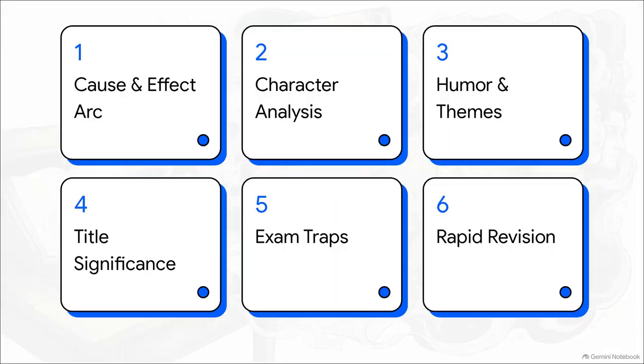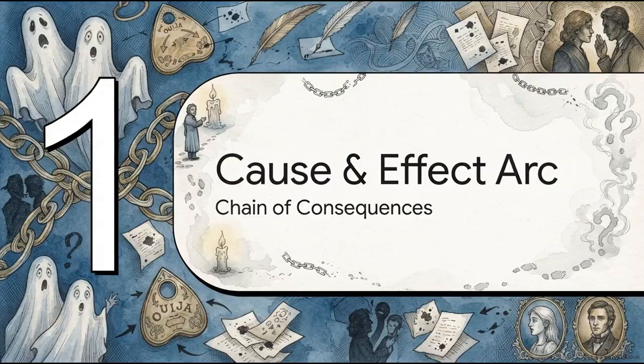Here's exactly what we're going to cover today. We'll start with the cause and effect plot arc, move into character analysis, and then tackle the humor, irony, and themes. After that, we'll decode the title significance, flag some really crucial exam traps you need to avoid, and then wrap the whole thing up with a rapid revision. All right, let's jump right into Section 1, the cause and effect arc.